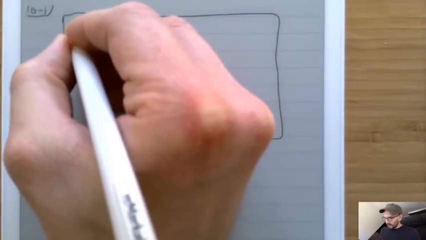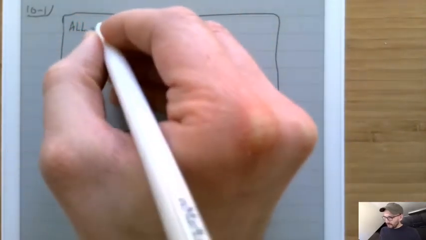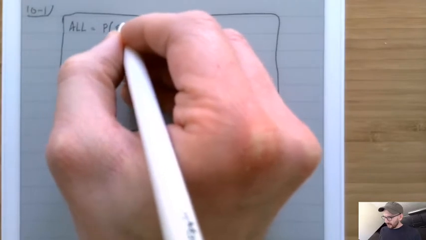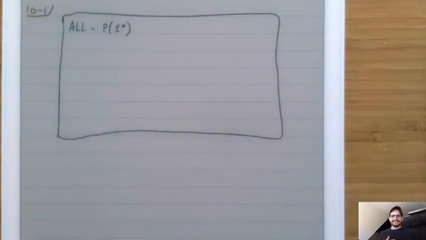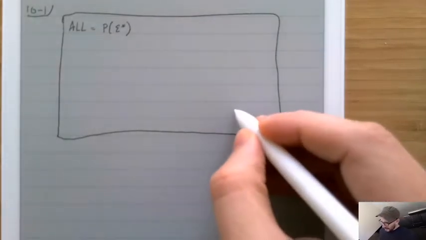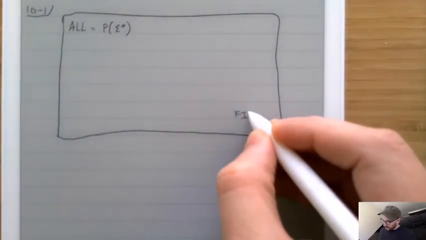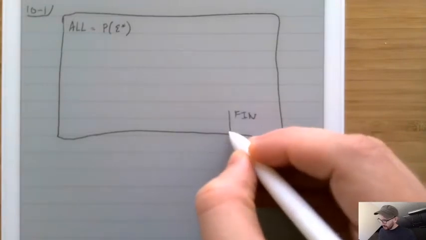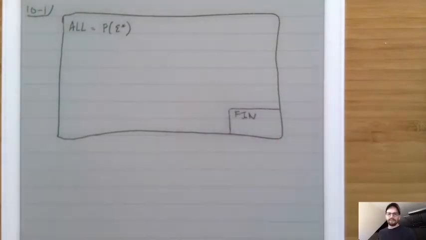and we labeled it all. And it was the power set of sigma star. That is, it was all possible sets of strings, i.e. all possible computations. And we mentioned that way down in the corner there's this really small part called fin that was only the finite sets of languages. Now the question is, how do the regular languages relate to this?